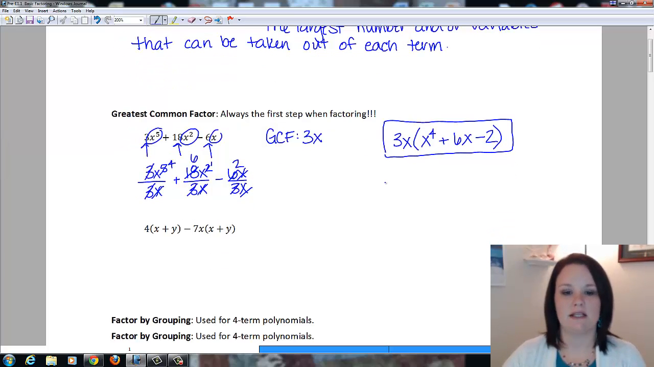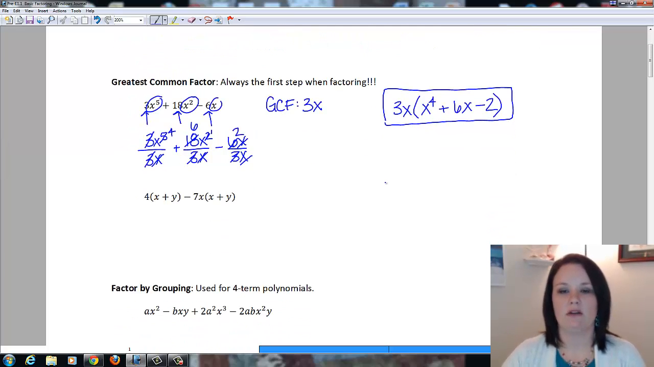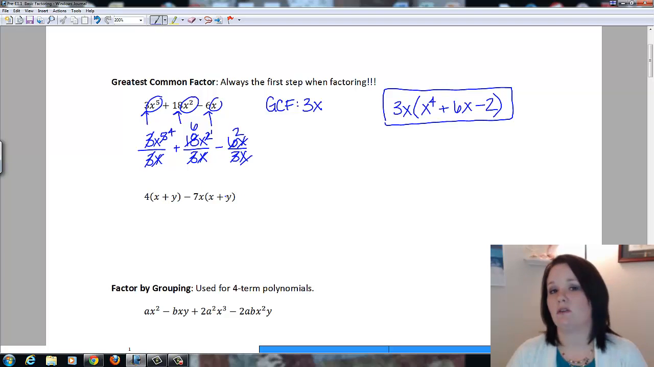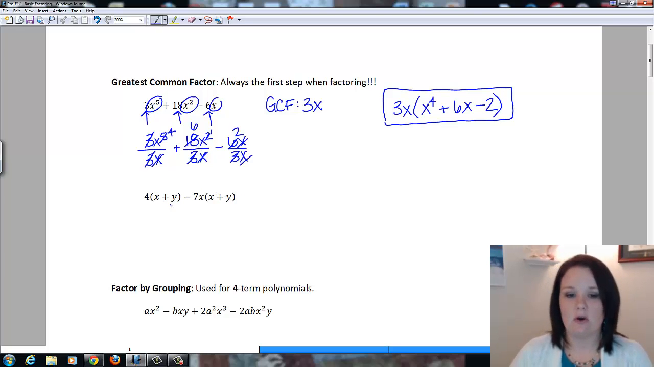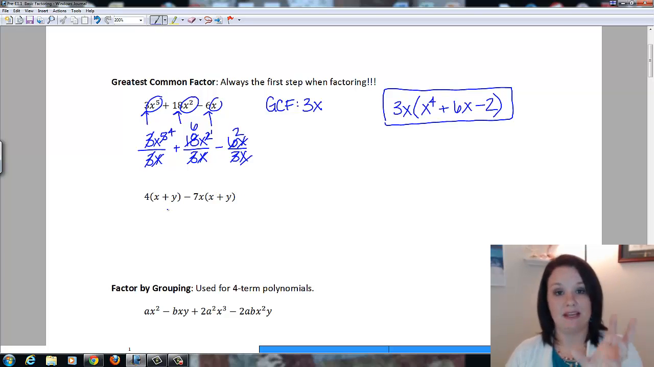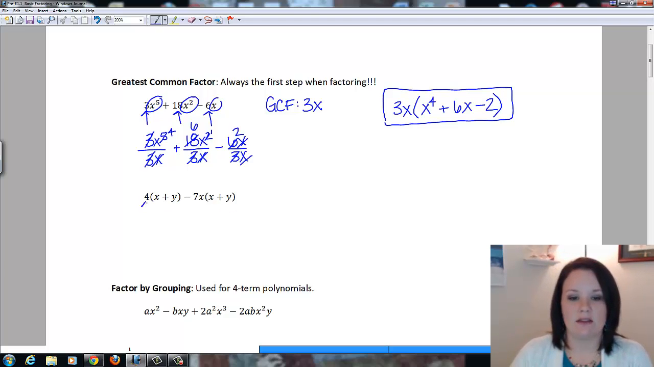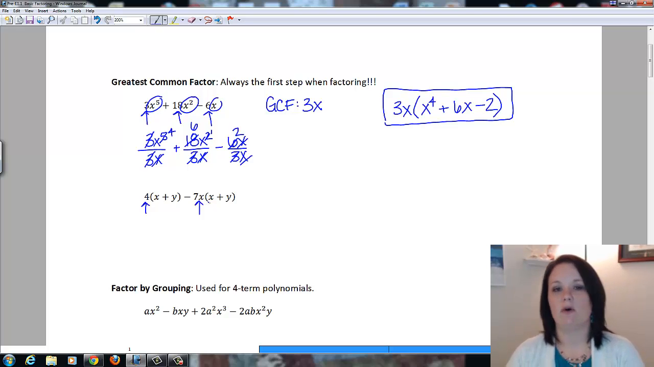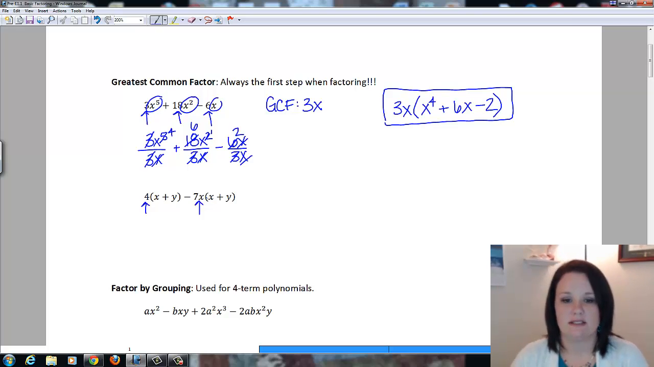On the next example, same thing. We're looking for a common factor. Notice just because these are in parentheses doesn't mean that they're not still factors. As long as they have the exact same variables raised to the exact same powers or the exact same quantity, we can still factor that out. So looking at the coefficient part, I don't have anything in common. 4 and 7 are not common factors. One has an x, one doesn't. So that doesn't help me at all.